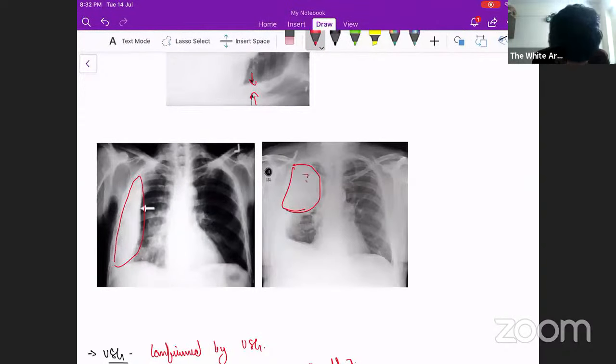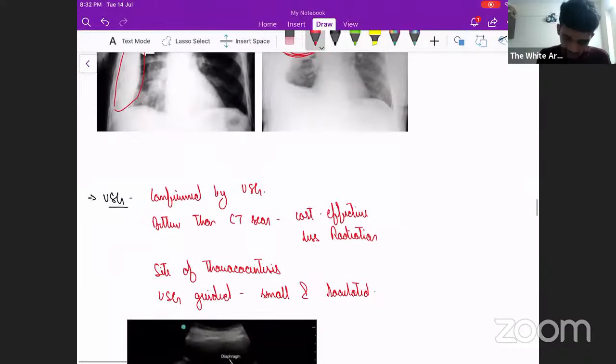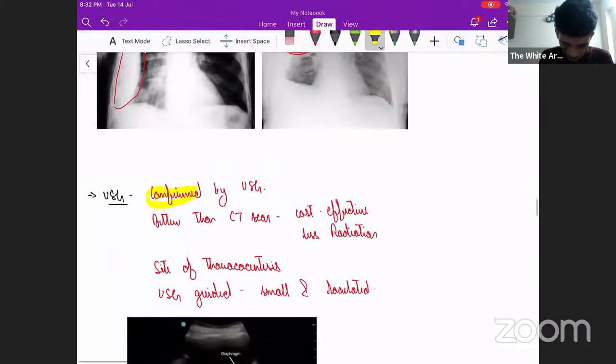Pawan, very good. It can be as well a malignant focus. That's why an erect chest X-ray is not diagnostic. It is suggestive of a D-shaped loculated pleural effusion. Ultrasound, what is the use? It can be confirmed by ultrasonography.